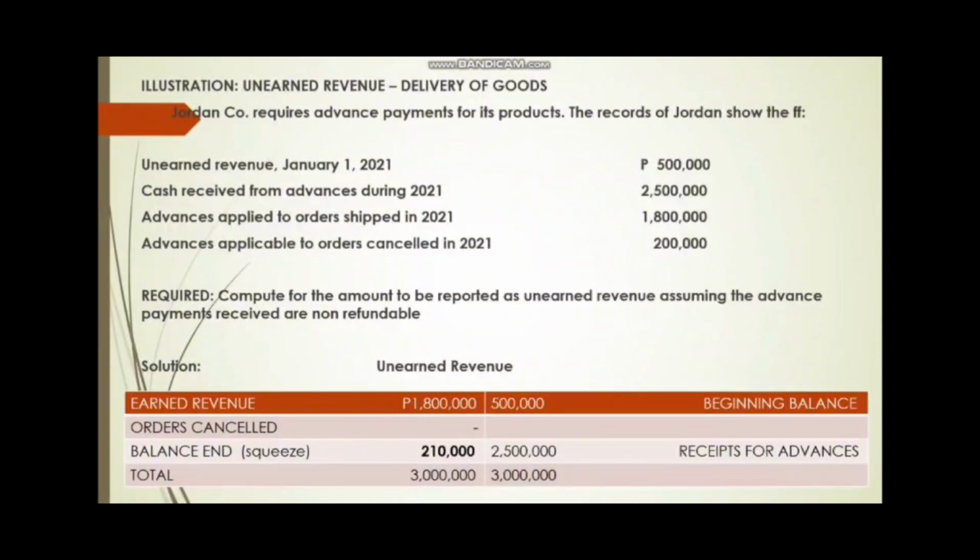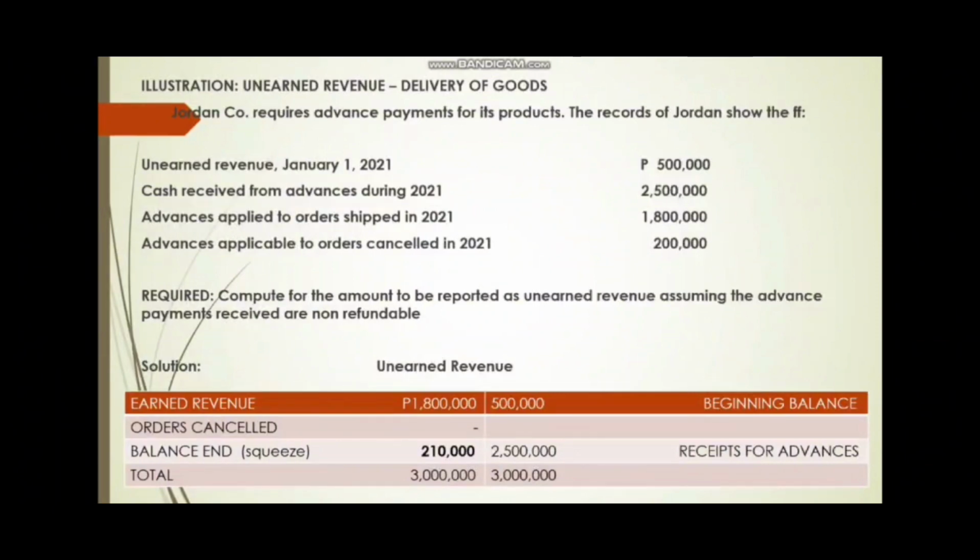Illustration, unearned revenue, delivery of goods. Jordan Co. requires advance payments for its products. The records of Jordan show the following. Unearned revenue, January 1, 2021, 500,000. Cash received from advances during 2021, 2,500,000. Cash advances applied to orders shipped in 2021, 1,800,000. Advances applicable to others cancelled in 2021 is 200,000. Required, compute for the amount to be reported as unearned revenue, assuming the advance payments received are non-refundable.